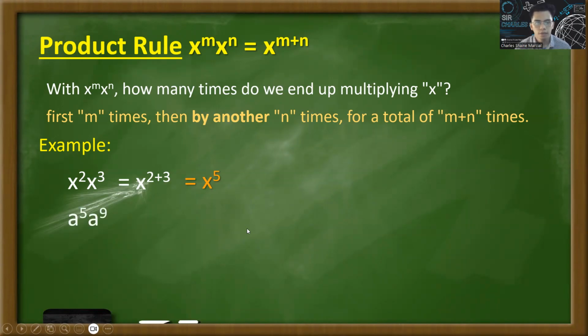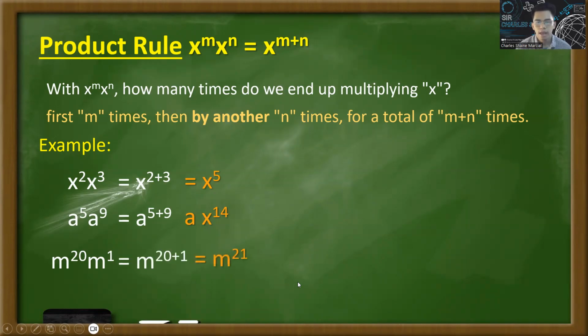Next, a raised to 5 times a raised to 9. Add the exponent, 5 plus 9, and that is equal to a raised to 14. Okay? Next, m raised to 20 times m. That is equal to 20 plus 1. So the answer is m raised to 21 or m to the power of 21. y raised to 18 times y cubed. The answer is y raised to 18 plus 3. The answer is y raised to 21.